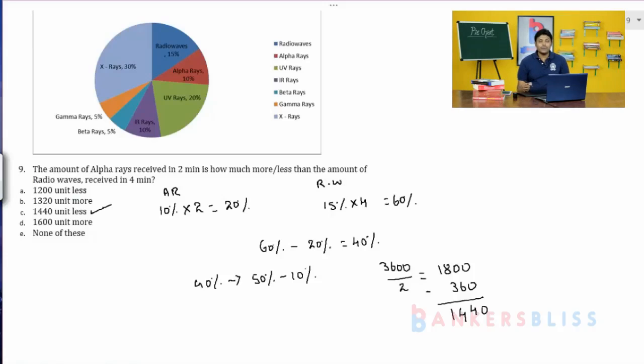Very simple. Per minute 10%, so for 2 minutes it is 20%. Radio waves per minute it is 15%, for 4 minutes it is 60%. So the subtraction is equal to 40%. So 1440 units less is the answer. Very simple to calculate. Actually, this problem appeared in the PO exam. See, pie chart, very simple problems you can get. So 9th problem, 1440 units less. Okay, let's move on to the next problem, problem number 10.